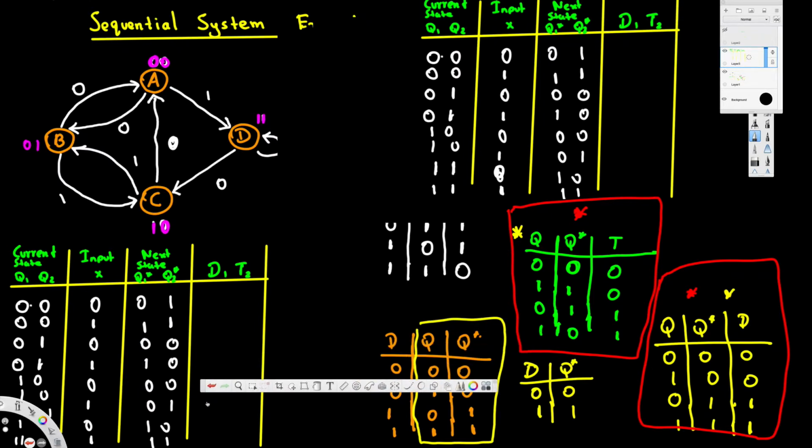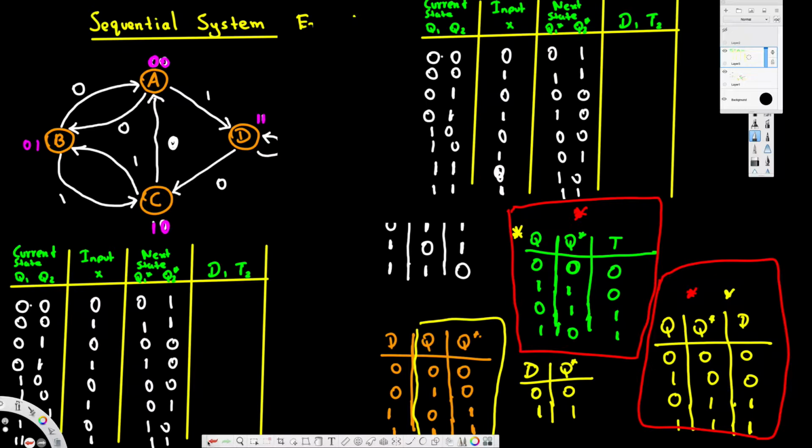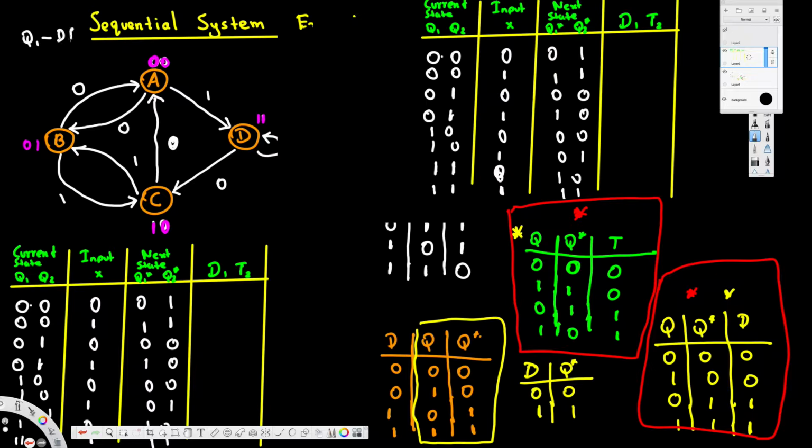Now, if you look at the relationship, first we are going to look for the D flip-flop, and we decided previously that for Q1 we are going to use a D flip-flop, and for Q2 we are going to use a T flip-flop. So in order to find out what we are going to have for Q1, we have to look at, let me highlight this one with a color. Okay, let's use green. We are going to look at Q1 and Q1 next state to decide the truth table for D1.